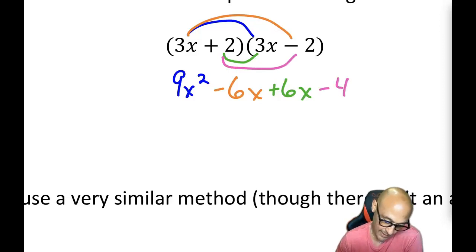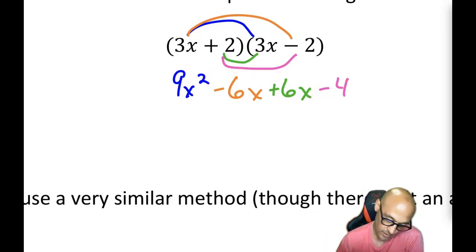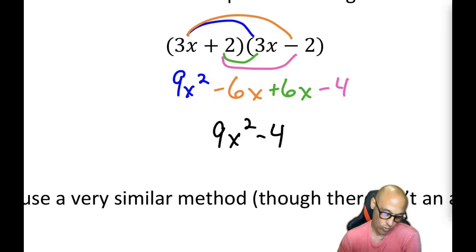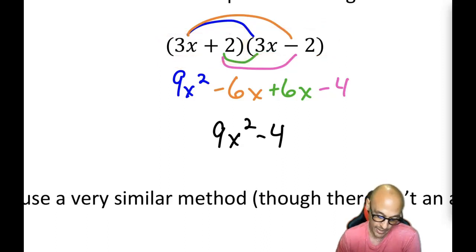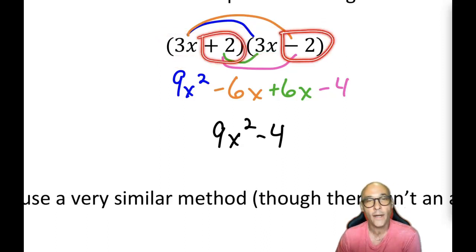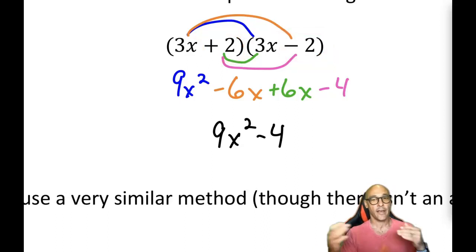Now when we combine these x terms, notice it makes a 0. And so we have left 9x squared minus 4. The thing to notice about these two binomials here: the first term is the same, and the second term in them, one is positive 2, one is negative 2. So whenever you have that situation where the first term is the same in the two binomials, and the second term is just positive and negative something, you will always have a situation where the x term is gone.